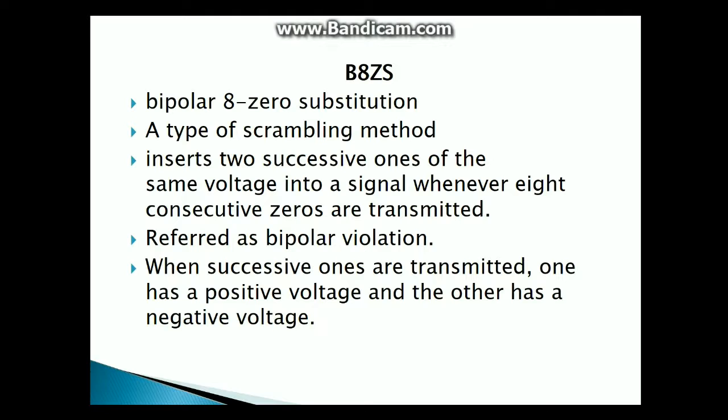Next is B8ZS. B8ZS is the short form of bipolar 8 zero substitution. It is a type of scrambling method. It inserts two successive ones of the same voltage into a signal whenever 8 consecutive zeros are transmitted. It is referred to as bipolar violation. When successive ones are transmitted, one has a positive voltage and the other has a negative voltage.